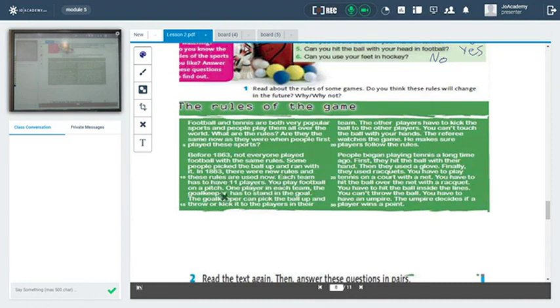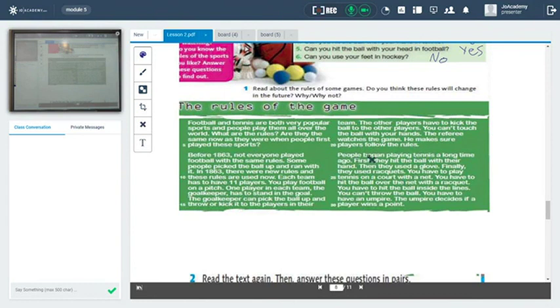Each team has to have 11 players. You play football on a pitch. One player in each team, the goalkeeper, has to stand in the goal. The goalkeeper can pick the ball up and throw or kick it to the players in their team. The other players have to kick the ball to the other players. You can't touch the ball with your hands. The referee watches the game. He makes sure players follow the rules.